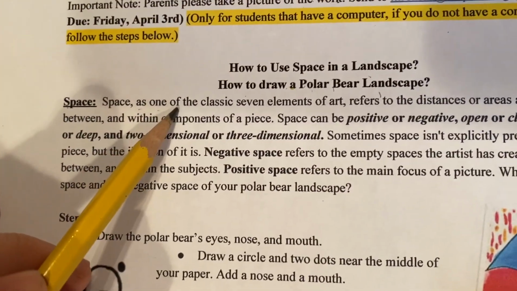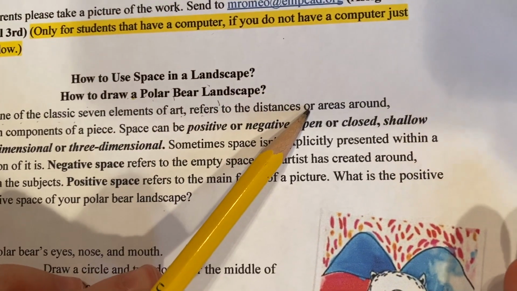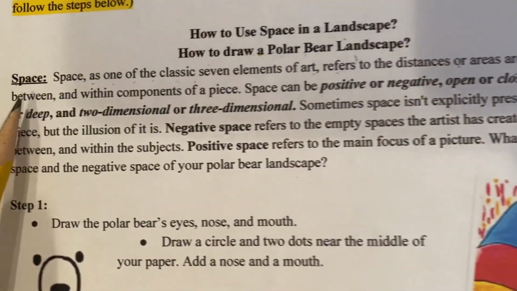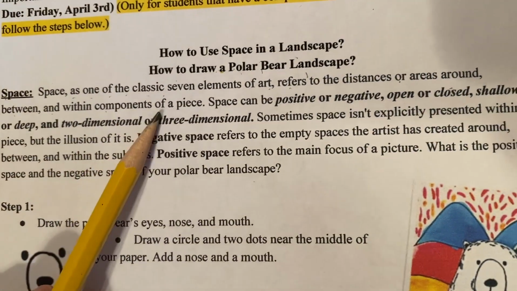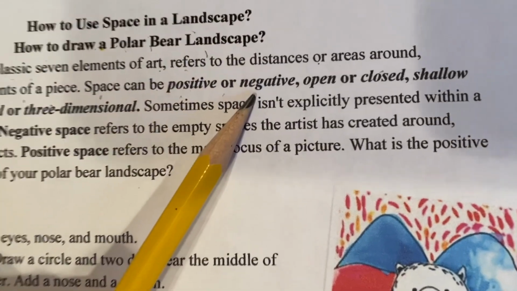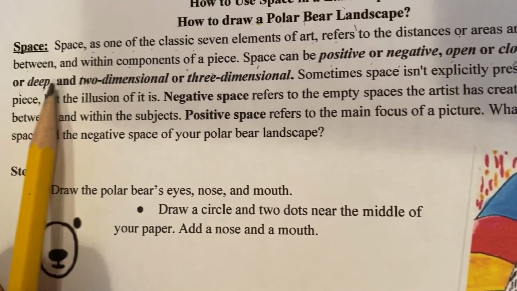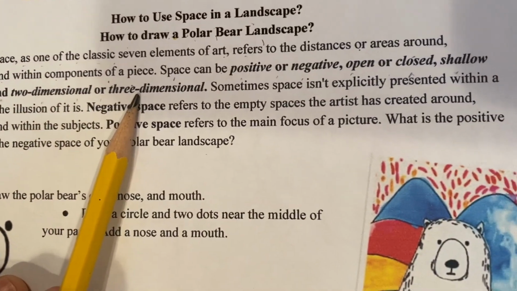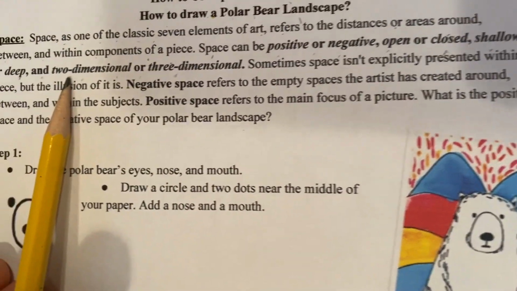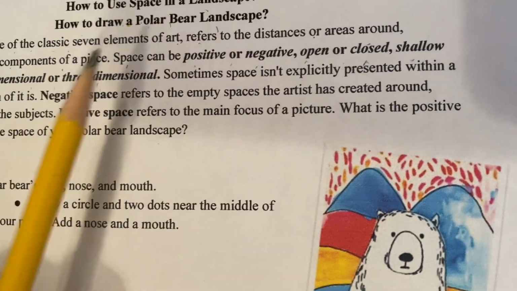Space, as one of the classic 7 elements of art, refers to the distant areas around, between, or within components of a piece. Space can be positive or negative, open or closed, shallow or deep, and 2-dimensional or 3-dimensional. So two-dimensional means flat, 3-dimensional means it's popping out, it's in your face.